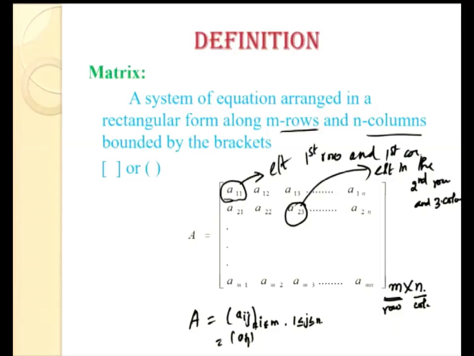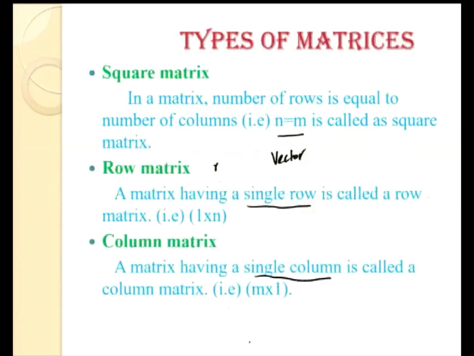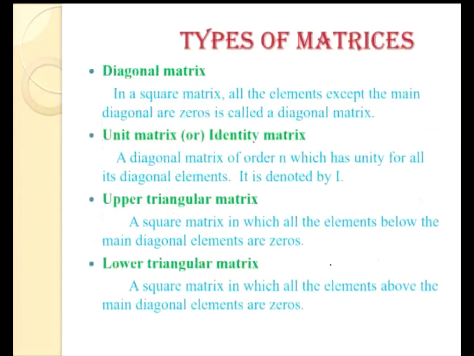Now let's go to different types of matrices. The first one is a very special matrix called the square matrix. In a matrix, if the number of rows is equal to the number of columns, then that matrix is called a square matrix. The name is just because it looks like a square. A row matrix is a matrix which has only one row, whereas a column matrix has only one column. These types of matrices arise in the engineering field very often.